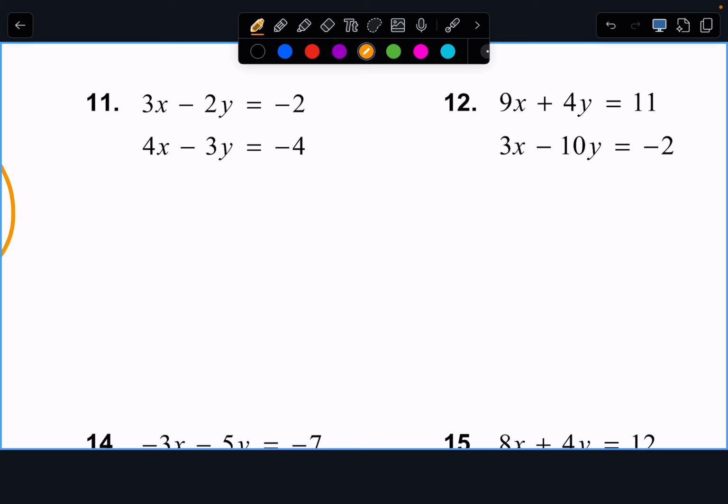Okay? So we're probably going to have to choose a different number for each. But we're going to have to choose a number to multiply the first one and a number to multiply the second one so that these two are opposite. Do you have an idea? What should we multiply the first one by?